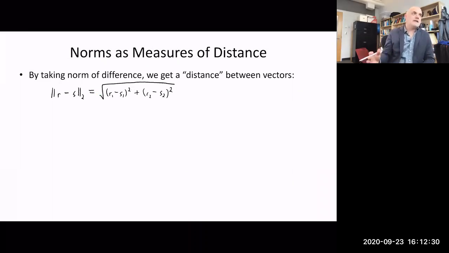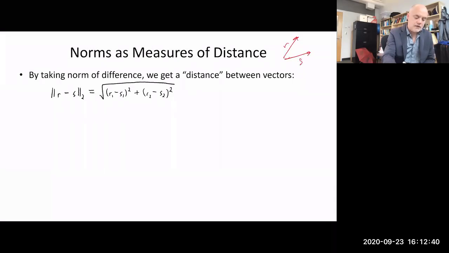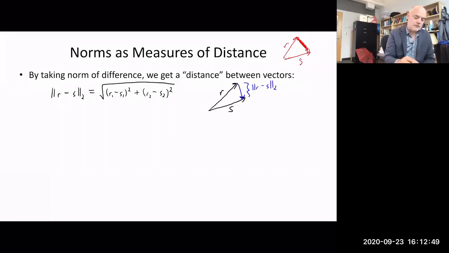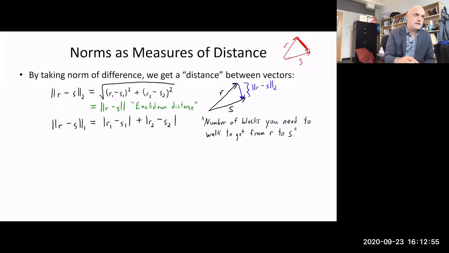So I've already hinted at this, but norms as a measure of distance work like this, right? Basically, by taking the norm of the difference between two vectors, you get a distance between the vectors. So if we have r and s, and we look at the difference between the two, that's going to be this vector right here, and we want the length of that. Fine, I guess we've already got it right there. Beautiful. So the 2-norm of r minus s is the Euclidean distance between r and s.